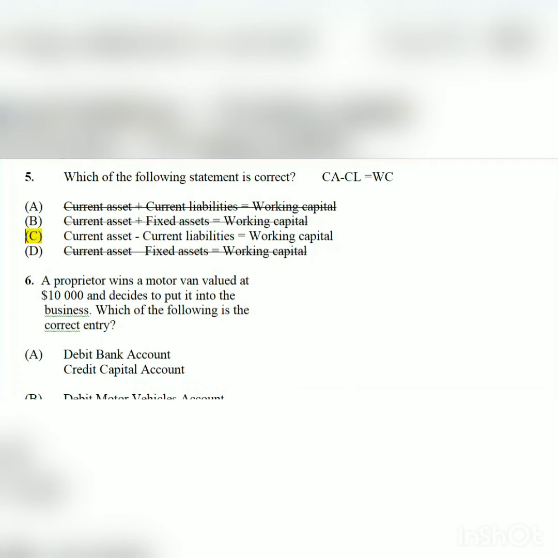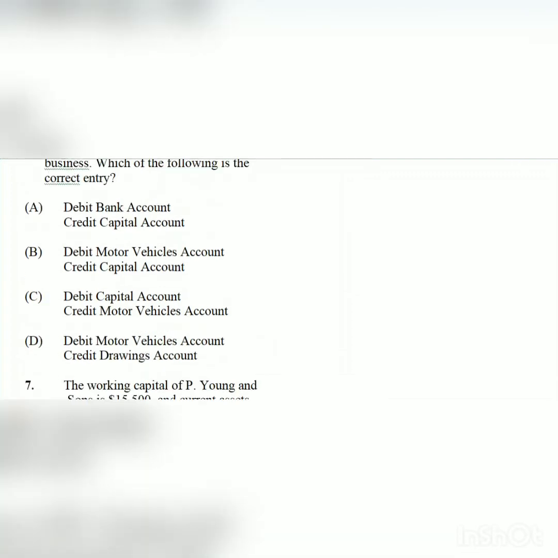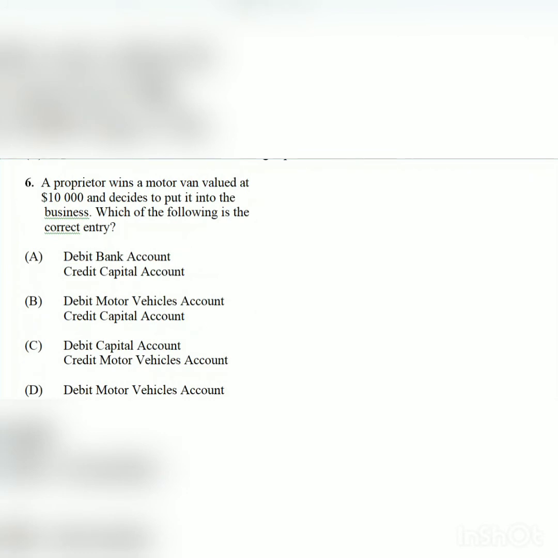Very good. So let's move to question 6. A proprietor wins a motor van valued at $10,000 and decides to put it into the business. Which of the following is the correct entry? So here we're asked to go back to double entry, and we know that double entry states that for every debit you must have a corresponding credit and vice versa. Now we also know that double entry states that two or more accounts are affected. So when you have a transaction, two or more accounts are affected in that transaction. So let's read the question again.